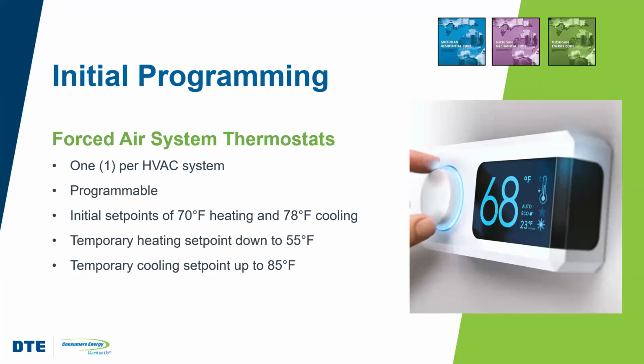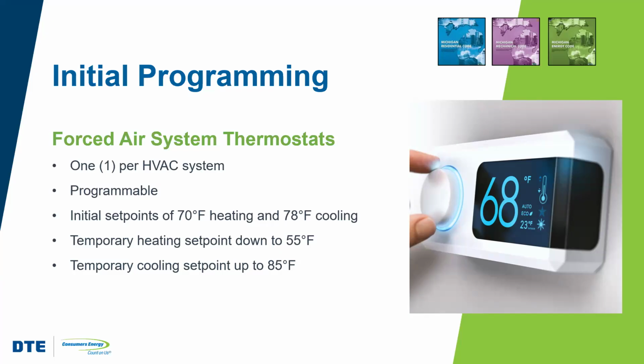The initial programming for those thermostats, particularly for forced air systems: code requires that we have at least one thermostat per system. It requires that it be programmable. And while the energy code says that the interior design conditions should be 72 degrees for heating and 75 degrees for cooling, right? For design purposes, right?